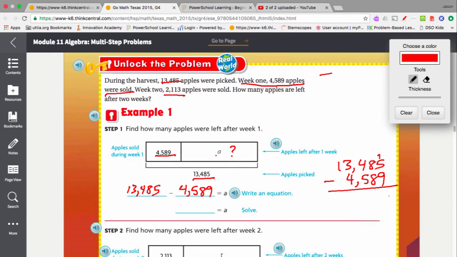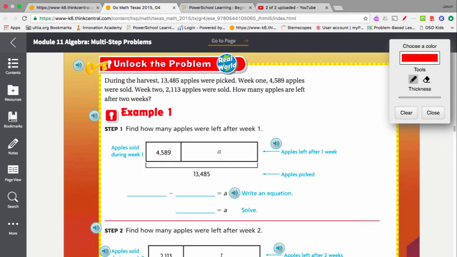Okay, 15 minus 9 is 6. That means that's a 7, but I'm going to have to borrow, which I was already borrowing. And I was already borrowing here. So that's going to be 17 minus 8 is 9. 13 minus 5 is 8. 12 minus 4 is 8. So we have 8,896 apples left after 1 week.